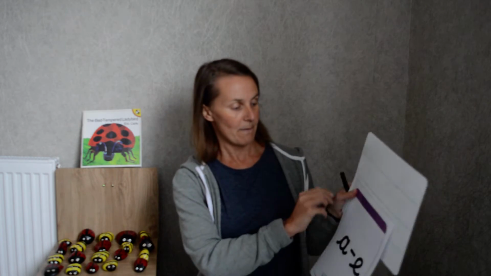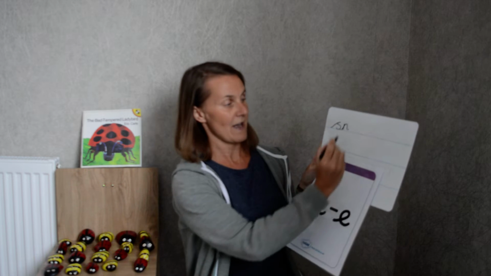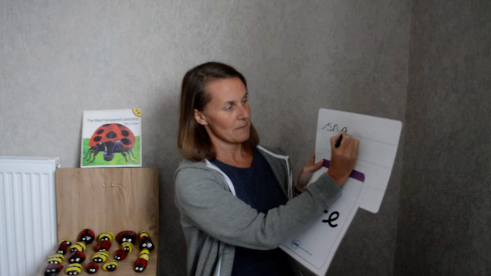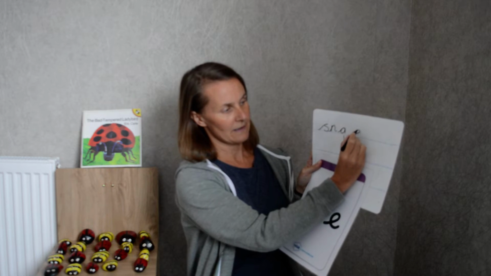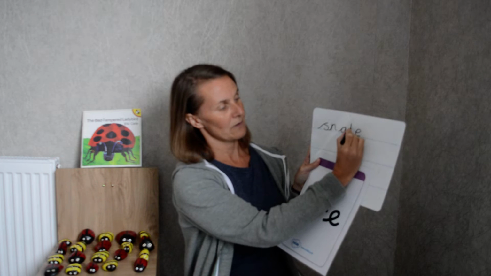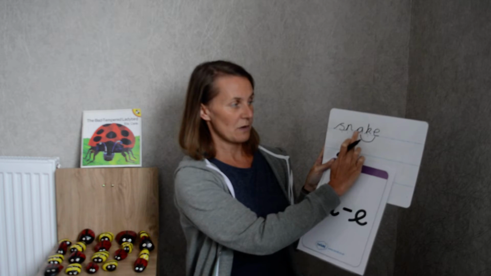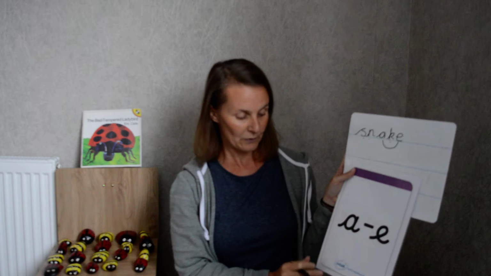So if we were looking at snake, and if I was writing snake, I would need to remember, think of my sound buttons first. So I've got sn. Now because I know it's a split digraph A, I'm going to put A, and we do a sound button like this. Sn, A, K, and the K goes in the middle. So it shows us that our A is split to let another letter go in to the middle.